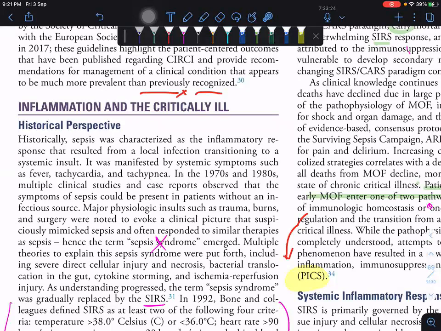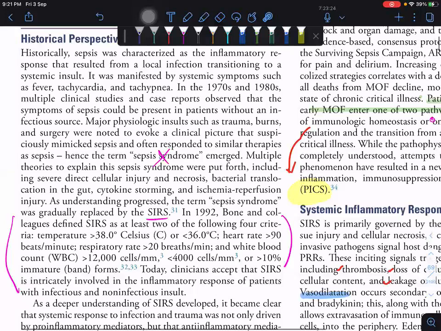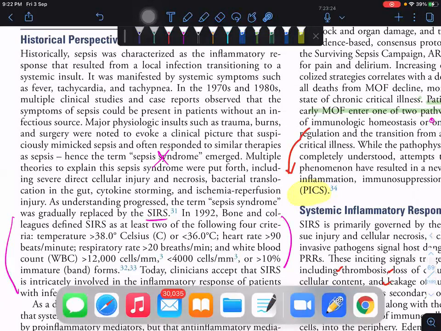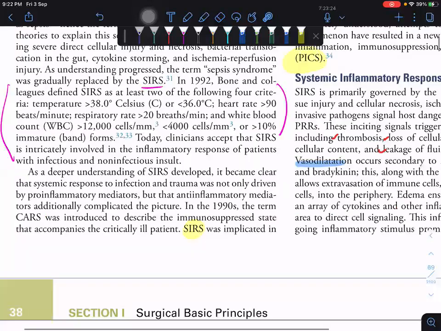Then, inflammation and the critically ill. Here they are dealing with SIRS, CARS, and PACS. First we'll see the historical perspective, which is not needed. In that they are telling that sepsis syndrome, over further days, became SIRS. It is replaced by SIRS. Previously it was called sepsis syndrome. SIRS we already know, everyone, so I won't repeat it.